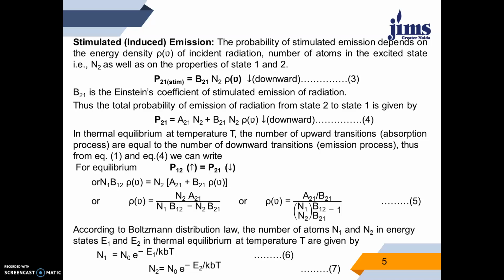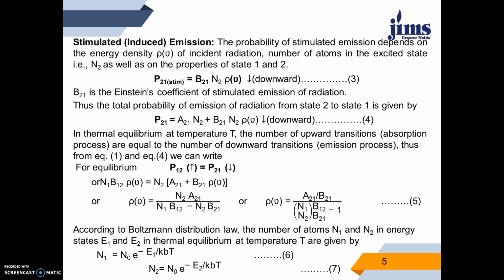That means the total probability will be equal to equation 2 plus equation 3, because both equations represent downward transitions. Spontaneous emission takes place from the upper state to the lower state. Stimulated emission also takes place from the upper state to the lower energy state. Therefore, both transitions are downward transitions, and a downward transition means an emission process. So the total probability will be the sum of equations 2 and 3.